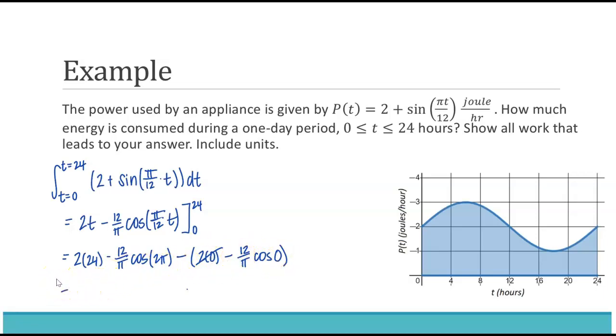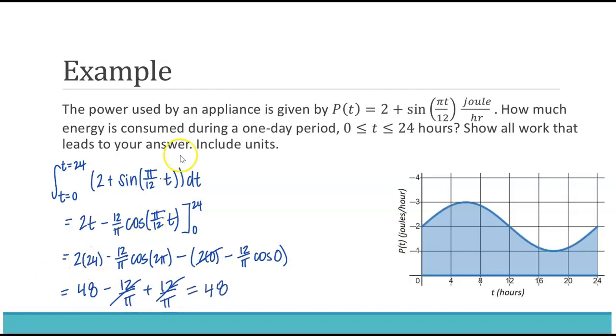So let's go ahead and put 48 minus, so we have cosine of 2 pi is the same as cosine of 0. So that's also just 1. So I have minus 12 over pi, and then we said plus 12 over pi because this negative distributes. So those actually cancel out and give us 0. So we end up with just 48.